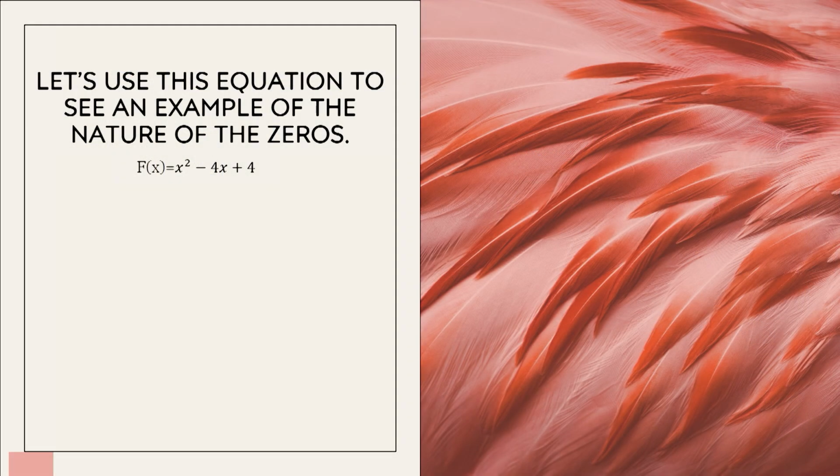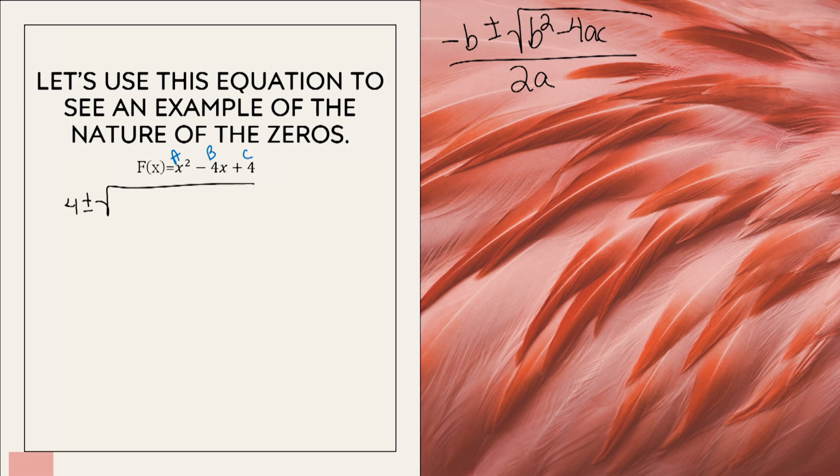So let's look and see what we got. Let's use this equation to see an example of the nature of the zeros. So what I'm going to do is label them A, B, and C. I'm going to remind myself of what I'm doing with that formula. Opposite of b plus or minus, let's take the square root, b squared minus 4ac all over 2a. Okay, so let's go ahead and plug this in. Opposite of b, 4 plus or minus, let's take the square root of negative 4 squared minus 4 times a times c, and that's all over 2 times 1.